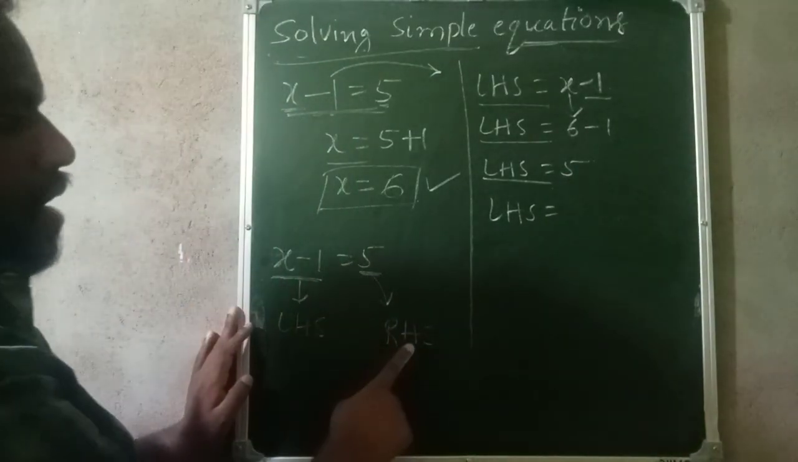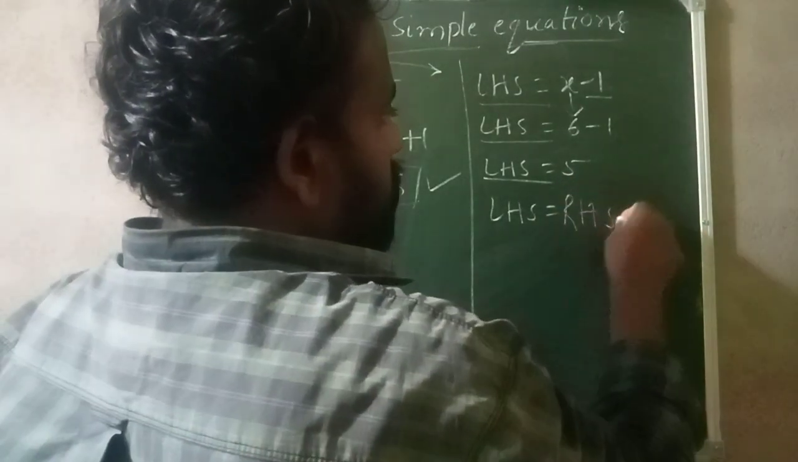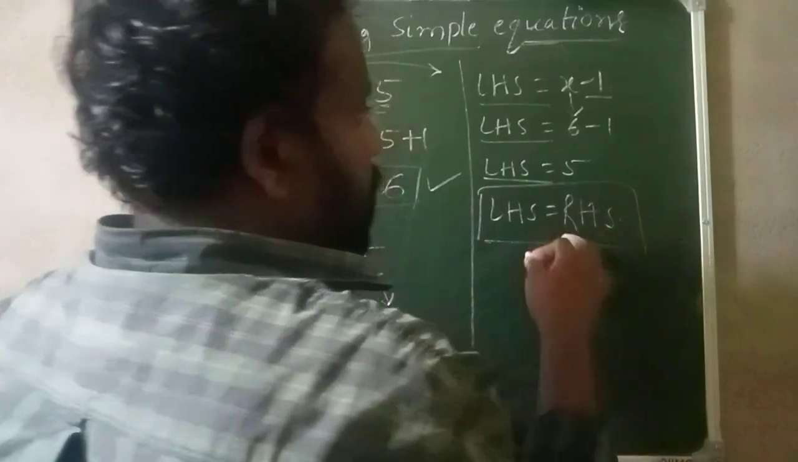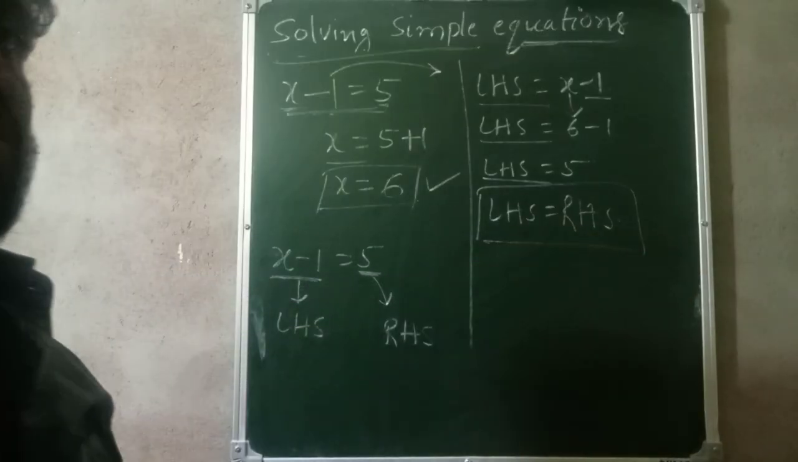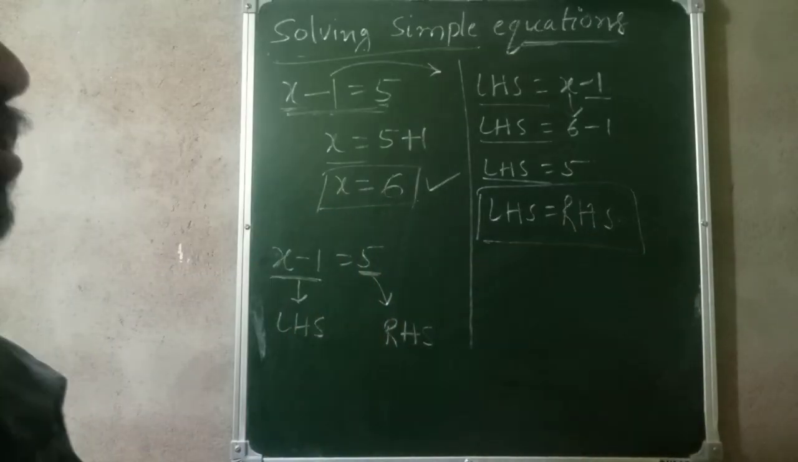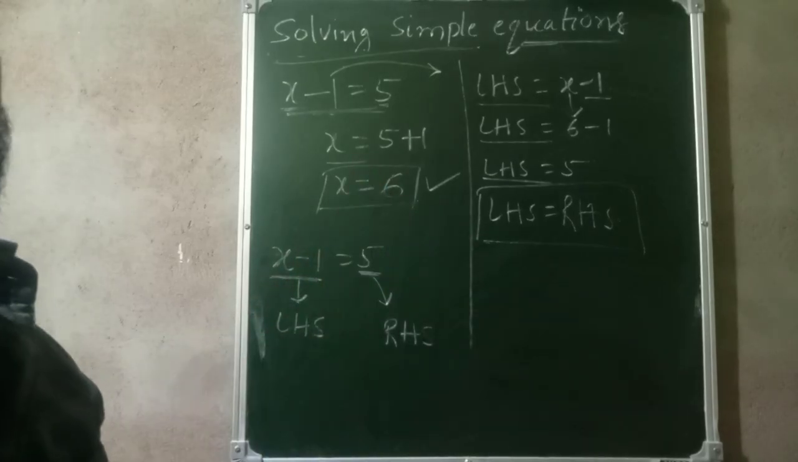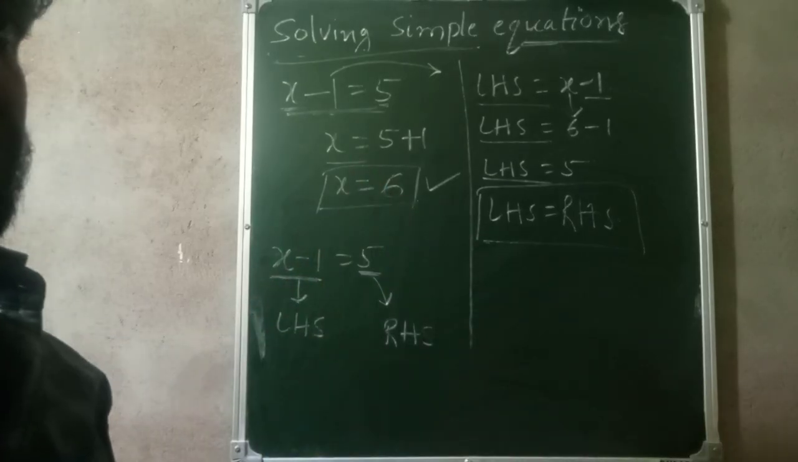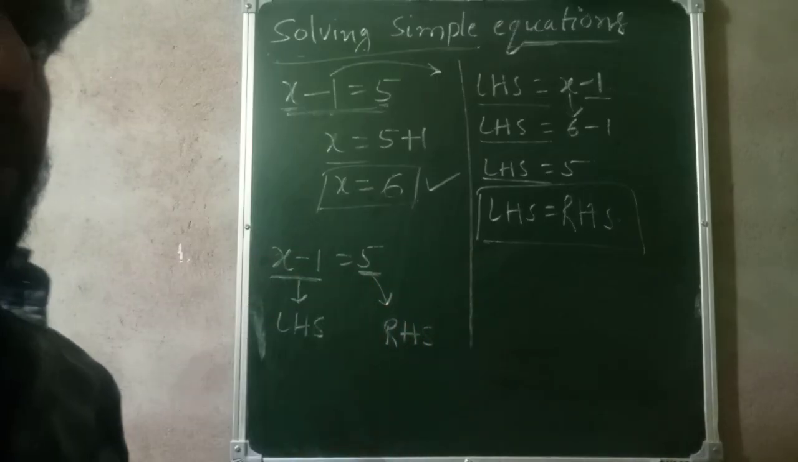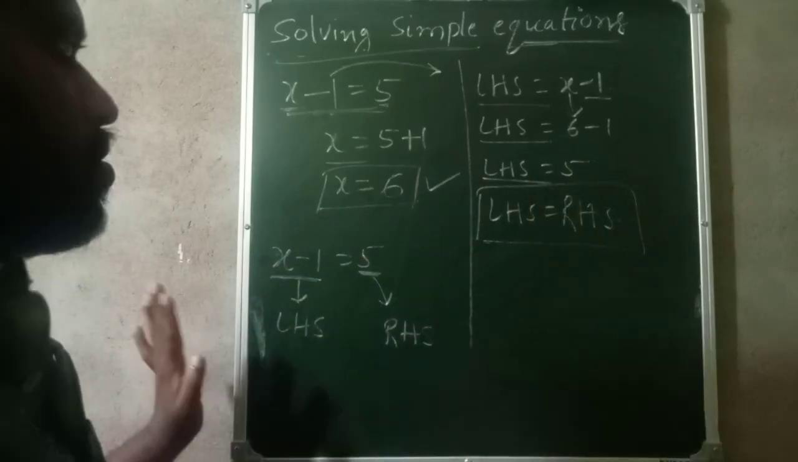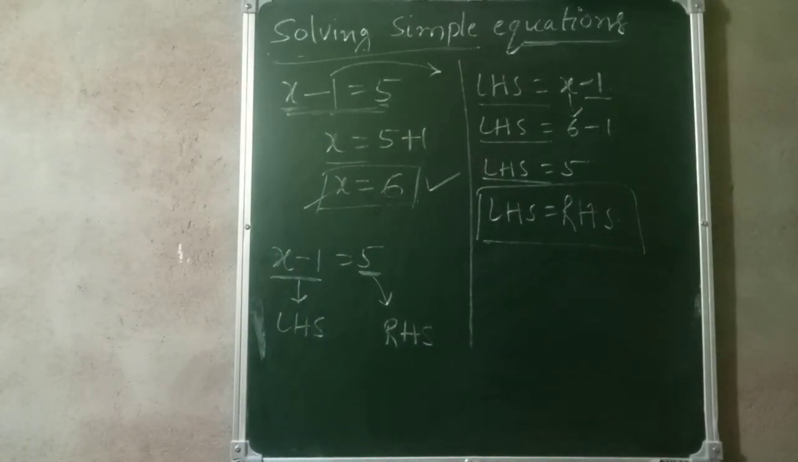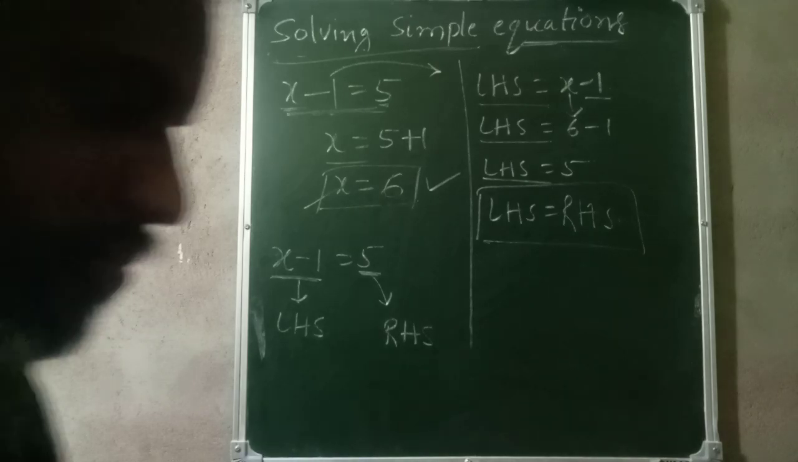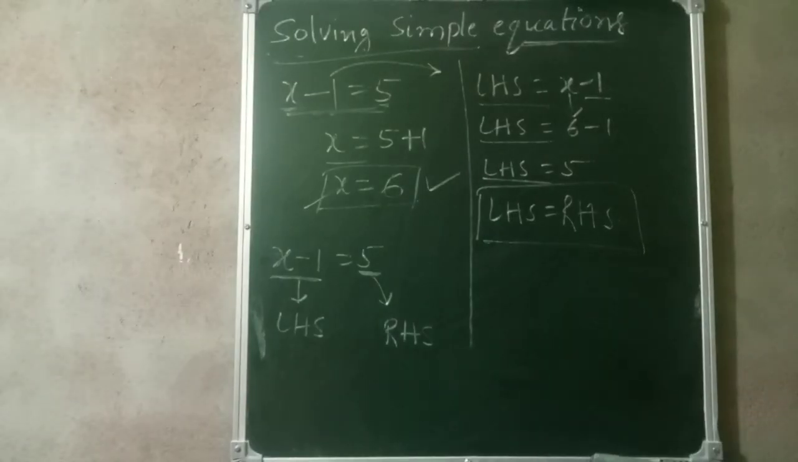I said 5 is RHS. I will write RHS here. I will put a box for it. See, we got LHS is equal to RHS. So when LHS is equal to RHS, that means this answer is correct. In case LHS is not equal to RHS, then the answer is wrong. But here we got LHS is equal to RHS. So this answer is correct. So this simple equation is done.